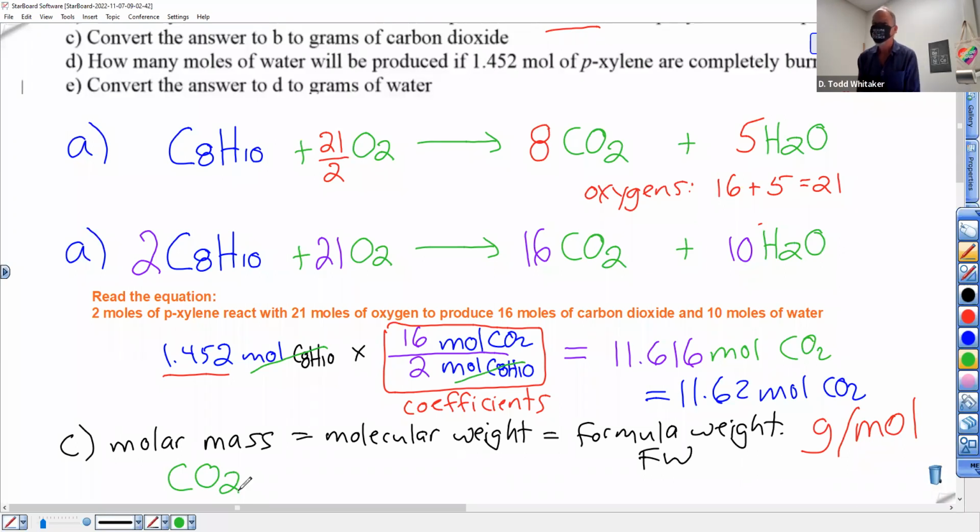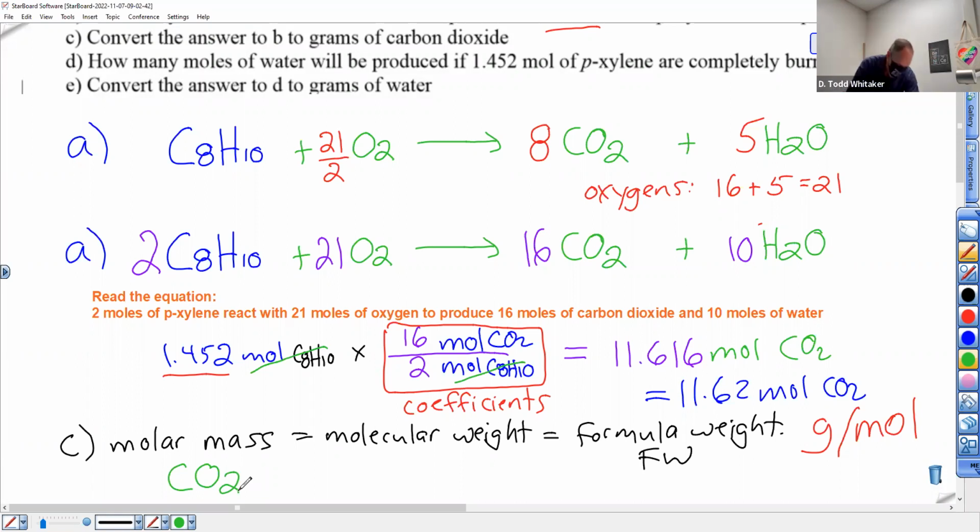Say it again, you were so smooth last time. What's the only thing coefficients are used for? Converting moles of one substance to another, not to figure out a formula weight. Okay? Be very clear. I'm only bringing these things up because I see them every year and they're wrong. And it's because students didn't know what the coefficients were for.